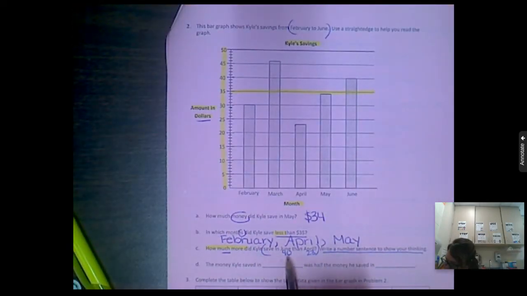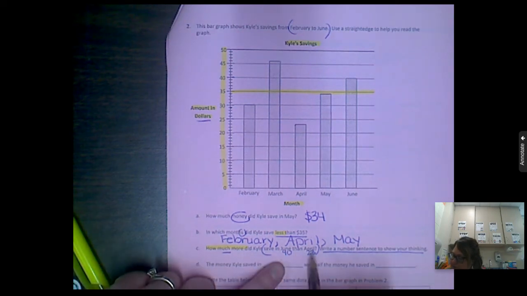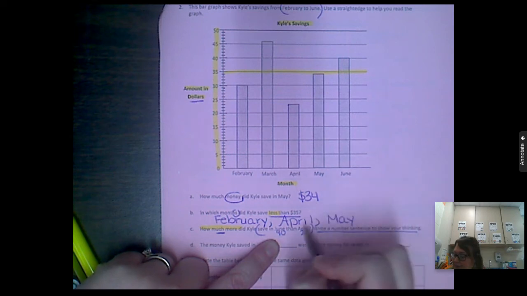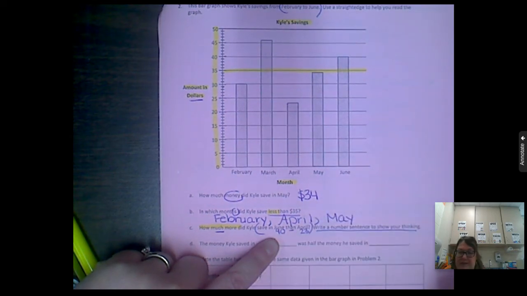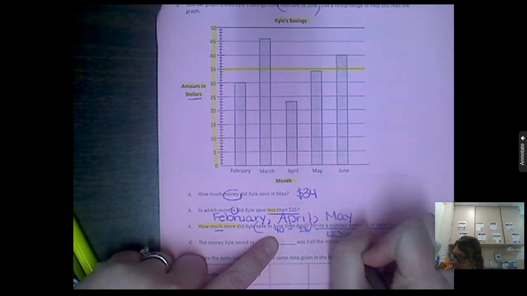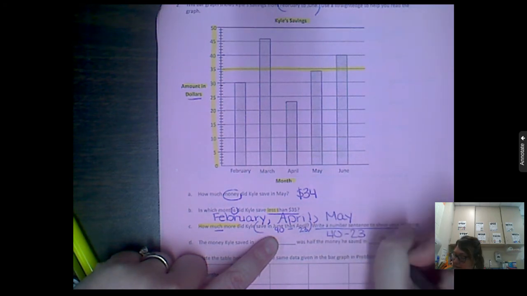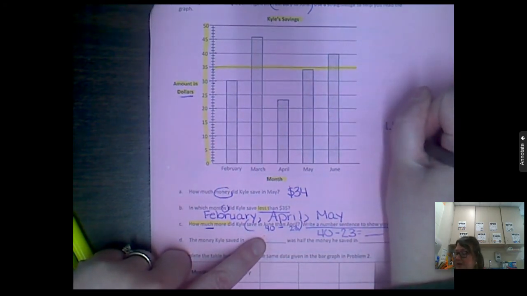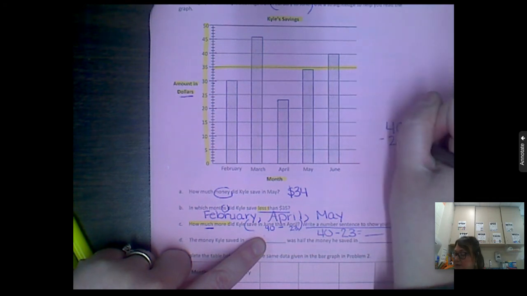And how much more did he save in June than April? So what am I going to do with this 40 and the 23? I'm going to subtract, right? Because it says how much more. So write a number sentence. We're going to do 40 minus 23 equals blank. We could use mental math, or I would suggest let's write it right here, again to practice our subtraction because we haven't done it in a while.